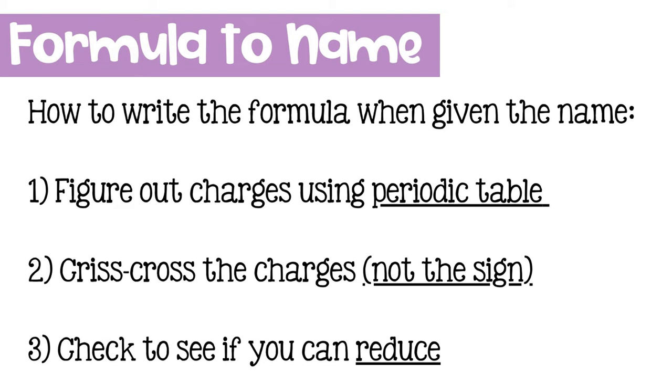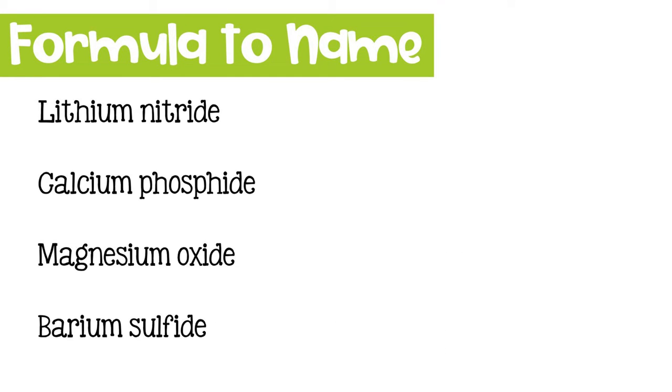So now that we know how to write a name, how do we write the formula if someone gives us the name? Well, first you have to figure out the charges using the periodic table. Then you crisscross the charges, not the sign, just the charges, and check to see if there's any way to reduce. Let's try some examples. Lithium is Li, and nitride is actually nitrogen, which is N. So Li +1, N -3. When you cross the charges, you get Li3N.